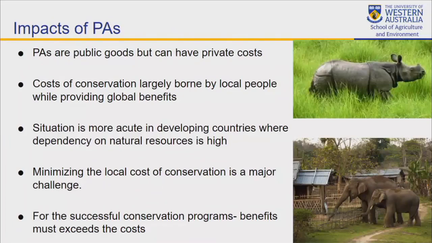Protected areas are public goods, but they can also have private costs. Generally, the costs of conservation are largely borne by local people while providing global benefits. The situation is even more acute in developing countries where local people depend on locally available natural resources for their livelihood and sustenance. So local people should be compensated for any losses that might occur due to conservation action, because for successful conservation programs, benefits must exceed costs for most households in the communities. Minimizing the local cost of conservation is a major challenge.